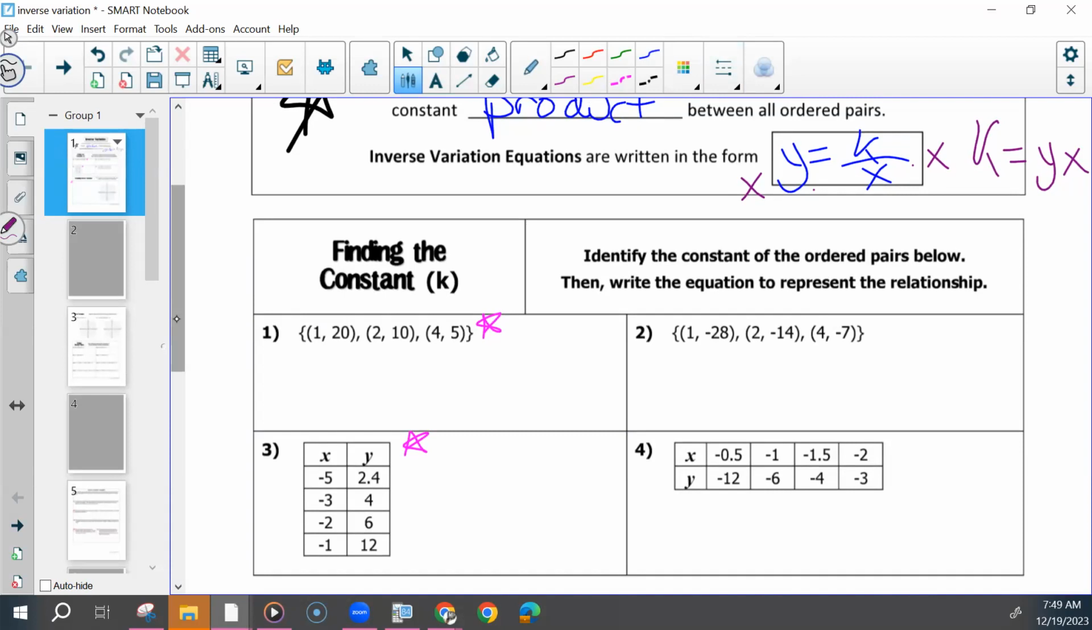So we're going to use our equation for k to find our k value, to see if there's a constant between all of these. If I multiply 1 and 20, 2 and 10, and 4 and 5, and I get the same k value, it is the constant. It is, because these are all 20. So then we would use that k value to write our equation, y equals 20 over x. Questions on that?